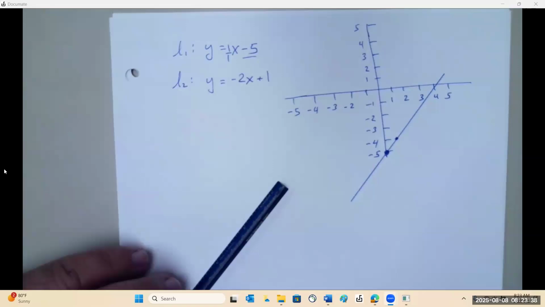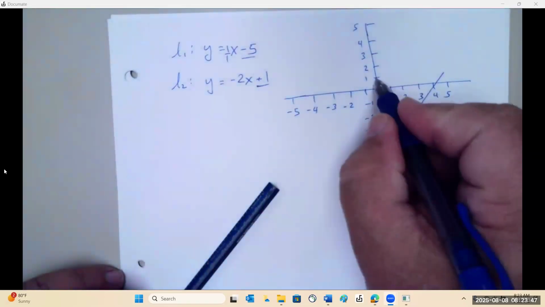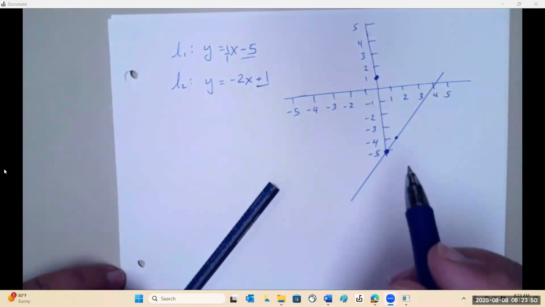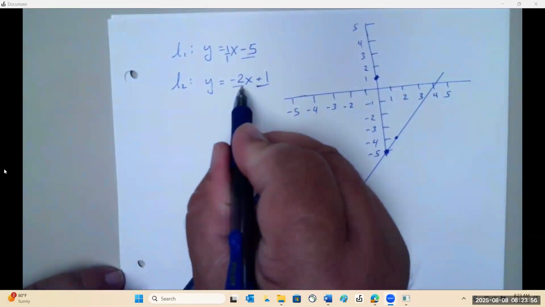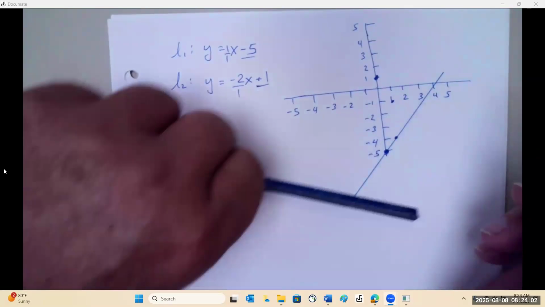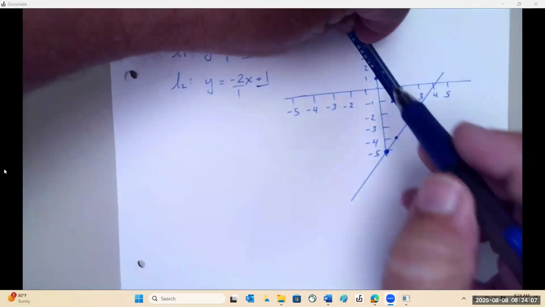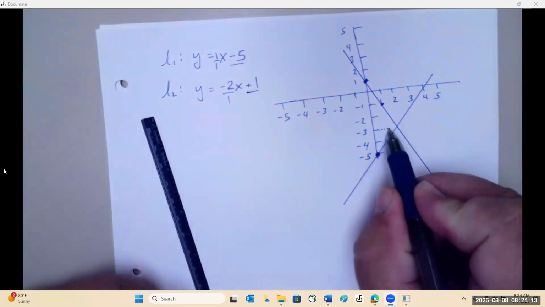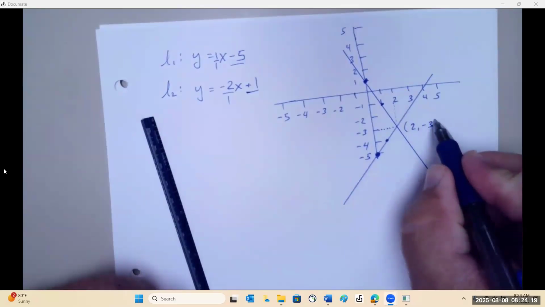How do we draw the next graph? Plot the y-intercept, which is 1. What's the slope? Remember, slope is a fraction. 2/1. So it says -2, go down 2/1. Connect those two dots. So what this is proposing, our solution is at (2, -3).